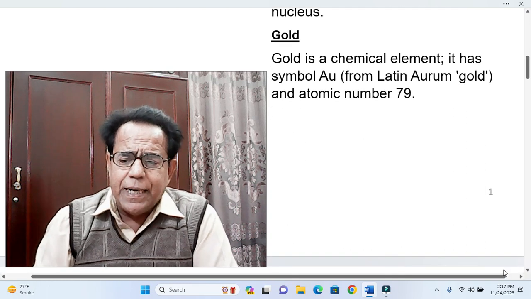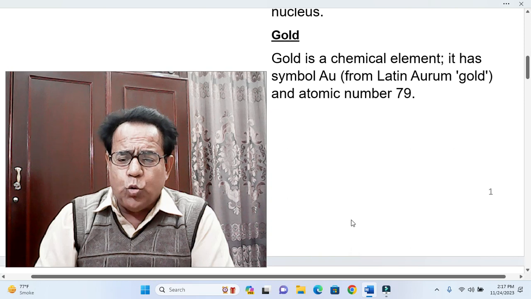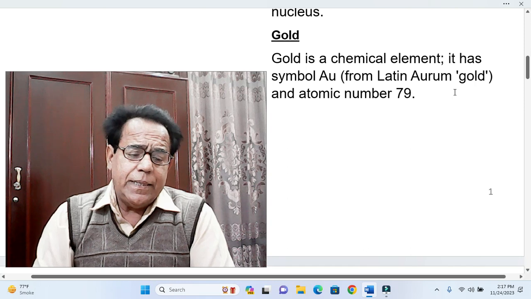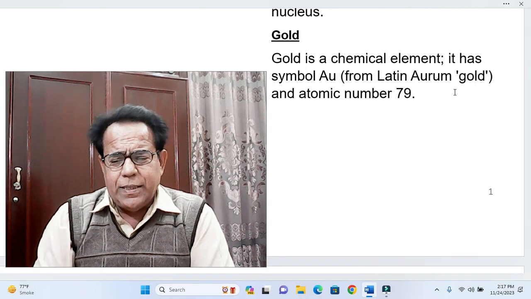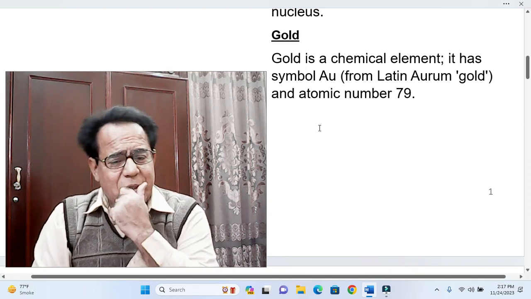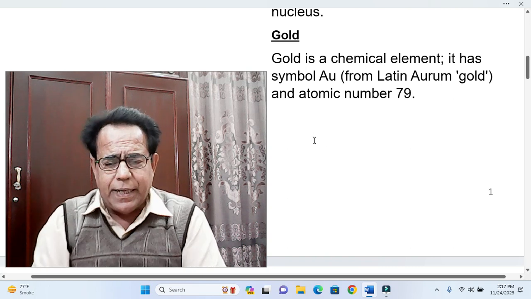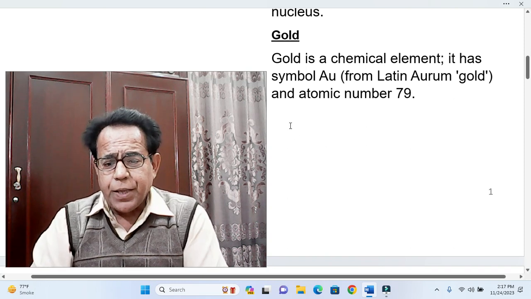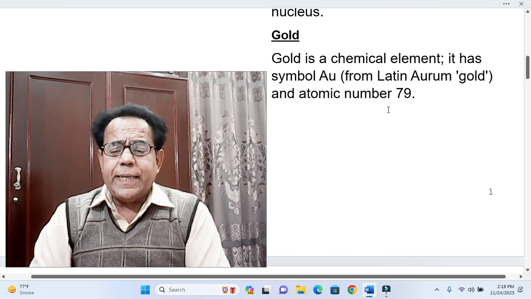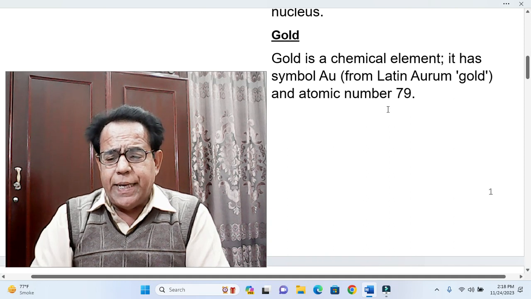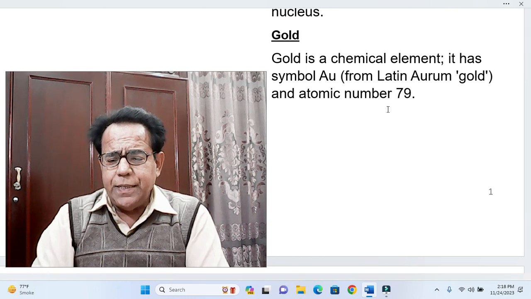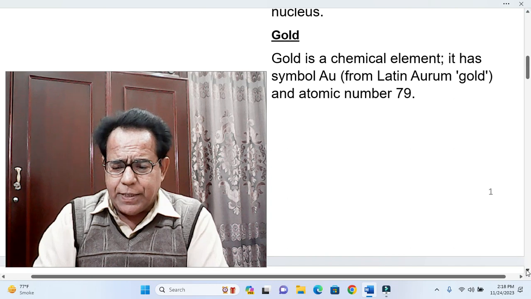Gold is a chemical element. It has symbol Au, aurum, from Latin aurum, gold. In Latin, the element gold might be called aurum. That is why its symbol is Au, capital A and small u, and atomic number 79. Gold is a chemical element. It has symbol Au, from Latin aurum, meaning gold, and atomic number 79.